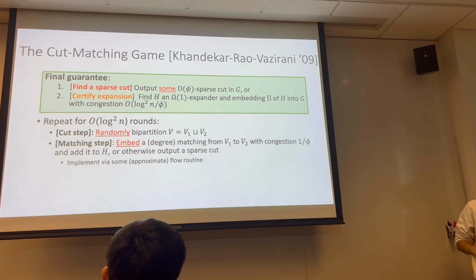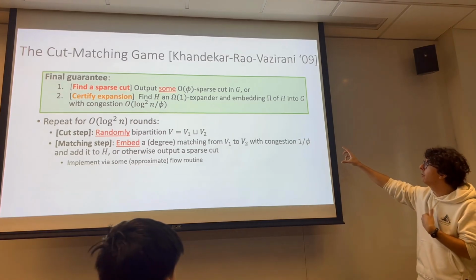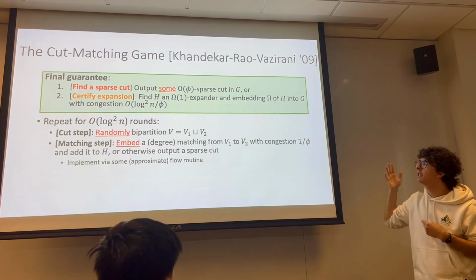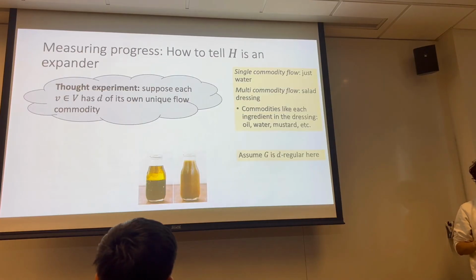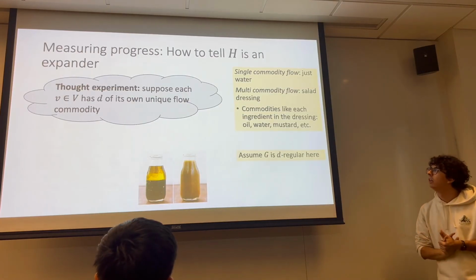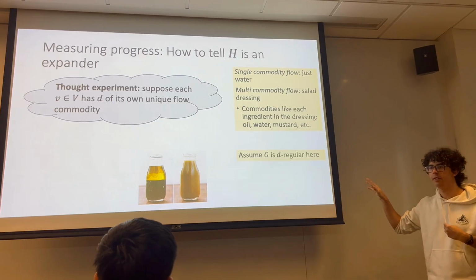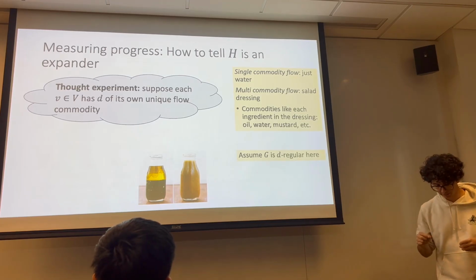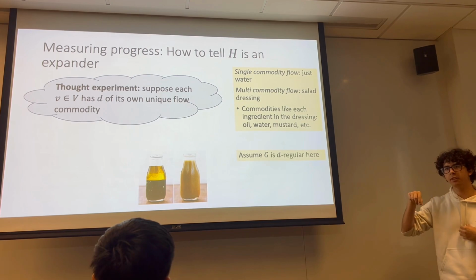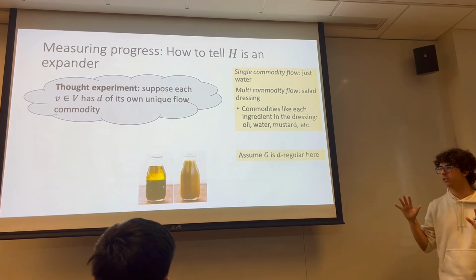Okay, but if you're not finding a sparse cut, why could we expect to be making progress towards certifying expansion? So here's a thought experiment. For this, let's assume that the graph is d-regular, so all the vertices have d edges coming out. And suppose that for each vertex in the graph, you have d units of its unique flow commodity on it. So what does this mean?